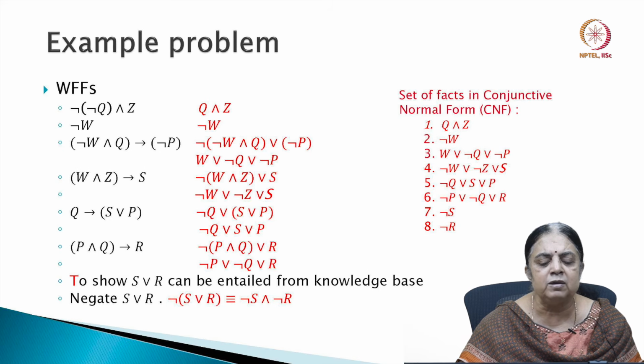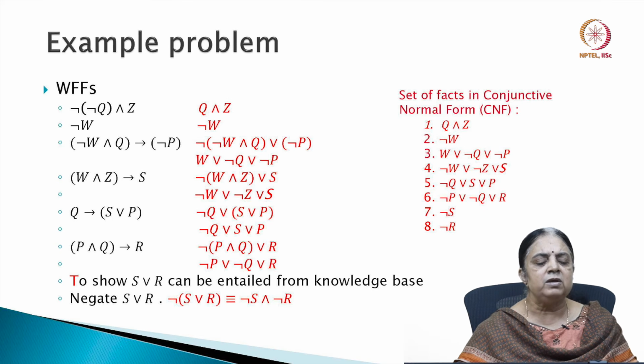Suppose we open out the brackets and simplify this, you have De Morgan's rule being used here. So you will get W, because of double negation, or not Q or not P. Similarly here also, you just take not of this or S and simplify that. Same thing you do here also, you simplify this. Here also you simplify it.